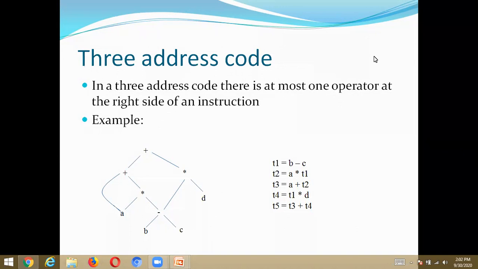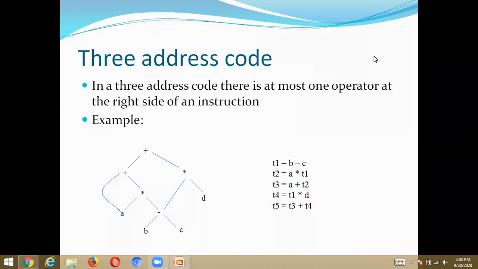And here again I am defining the three address code, which is the most important definition. In the three address code form, at most three addresses are used to represent any statement. That means the name itself says it. At most three addresses are used to represent any statement.